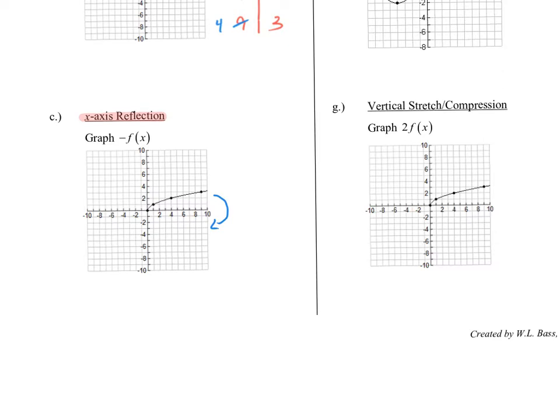And this is pretty easy to do just graphically without making a T-chart. So instead of my 1, 1, I'm going to keep the x value of 1, and I'm going to flip that down. My next point here at 2, I'm going to flip it down. Of course, the 0, 0 is going to stay the same. So my new points are going to look like this.